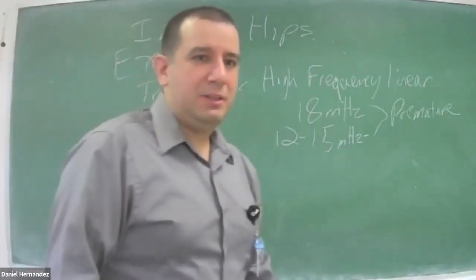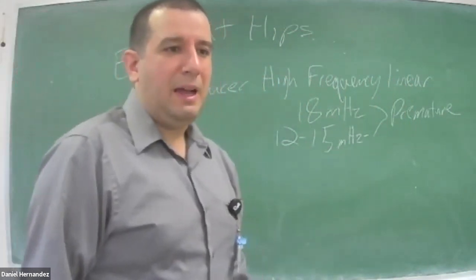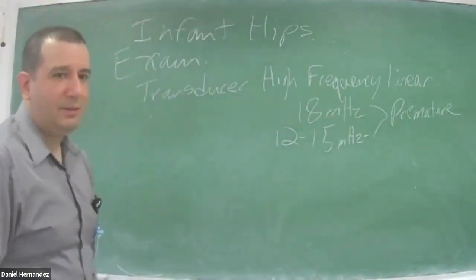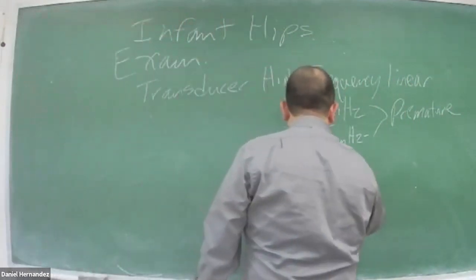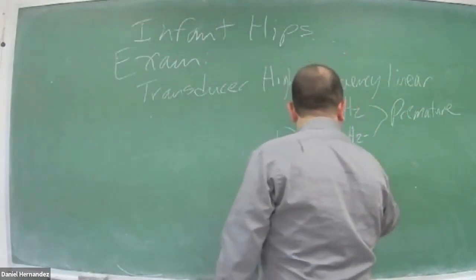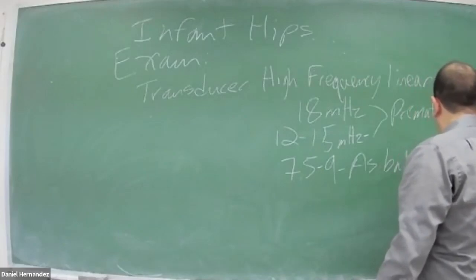As the baby ages and as that femoral head begins to ossify, you may have to use a lower frequency. So you may have to drop down to like 7.5 to 9 as baby ages.